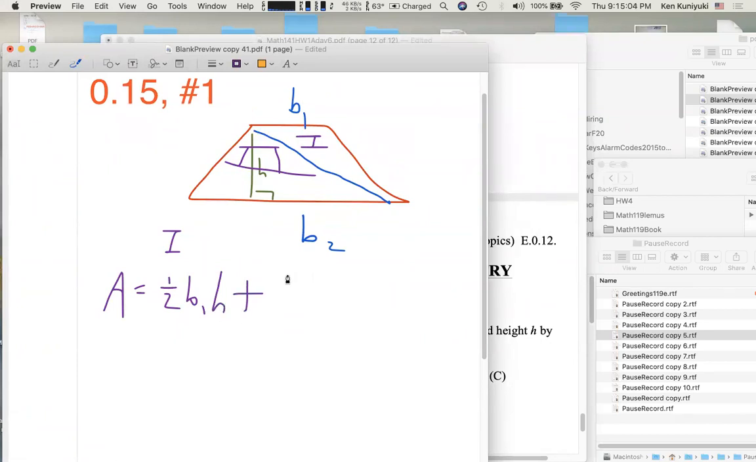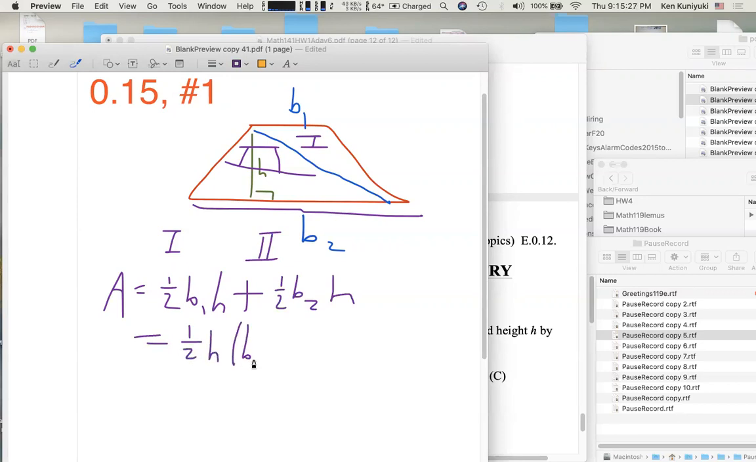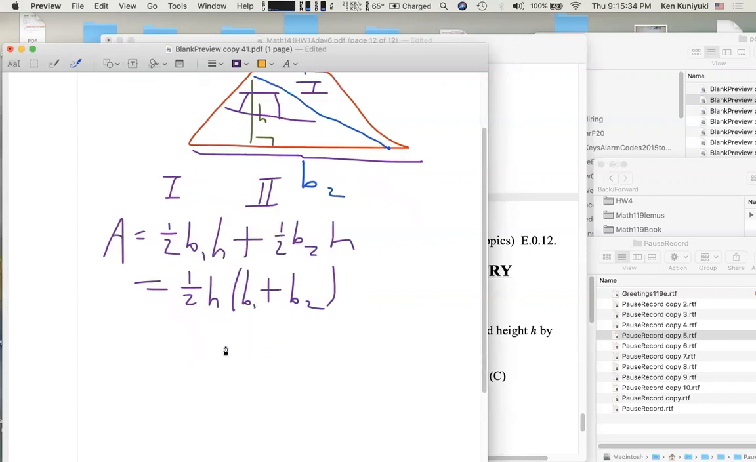Plus the area for triangle 2, 1/2 base times height. 1/2, the base is B2. Same height as the trapezoid and the other triangle. I can then factor out the 1/2, factor out the H, and I get this. And there are various ways you can write this. In the notes, I may have put this over the 2, right? I put the 2 underneath.